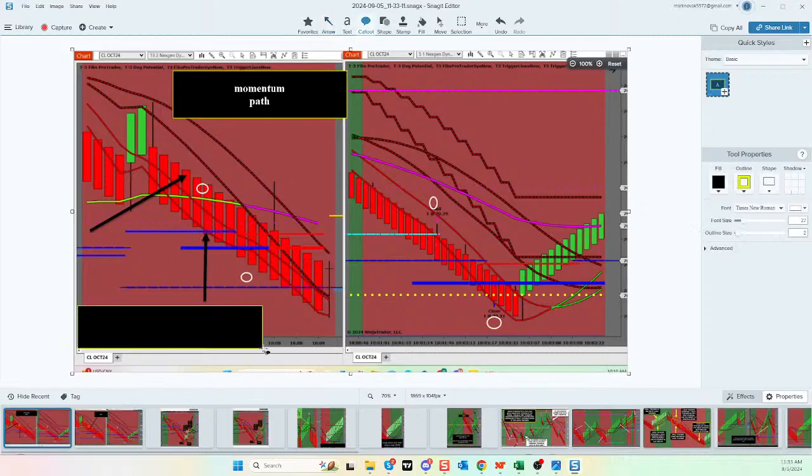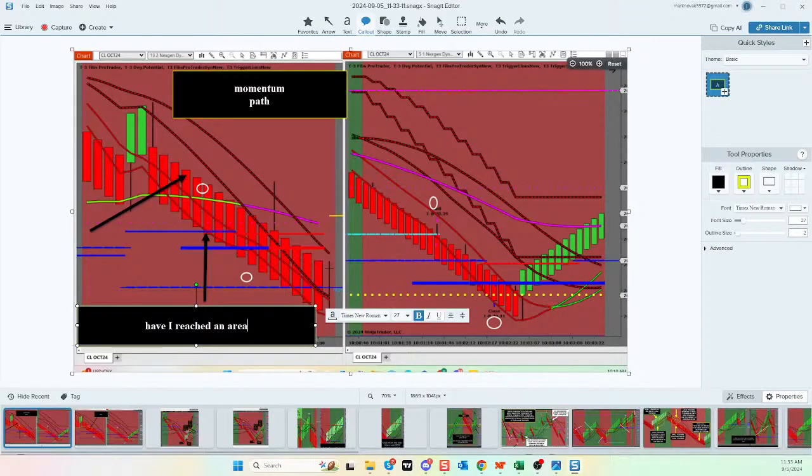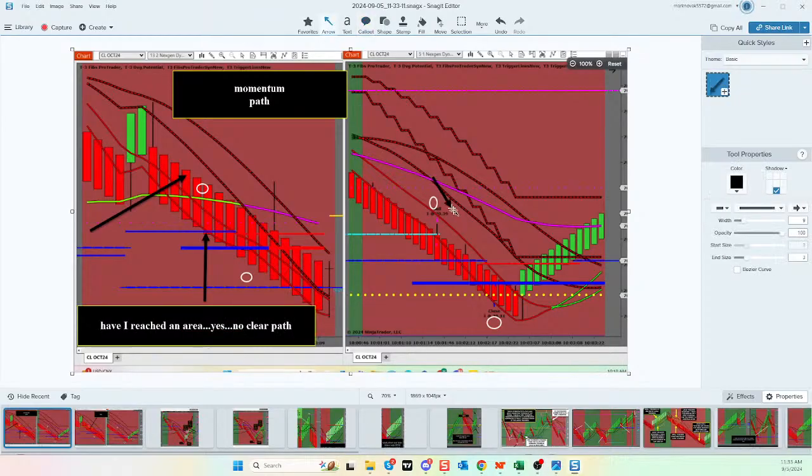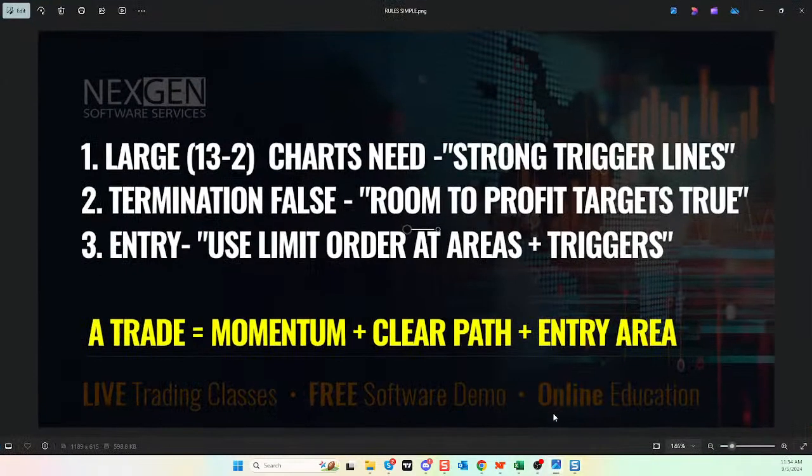Always asking yourself, have I reached an area? Yes, no clear path. And that was the challenge on this one. It was directly in, but it was a great lesson on momentum because momentum carried you through that key area and allowed you to get paid. Strong triggers can cover mistakes. So that would be the biggest thing for me: every time you post a trade, every time you take a picture, go back to these three things. Right or wrong, whether it's true or not, go back to momentum, clear path, and define your entry.